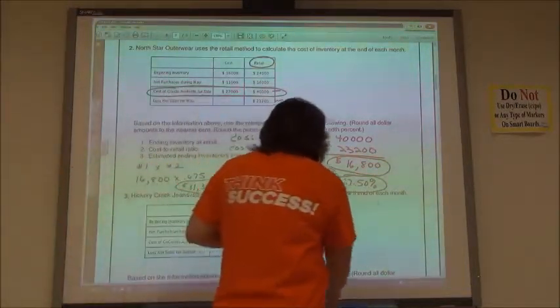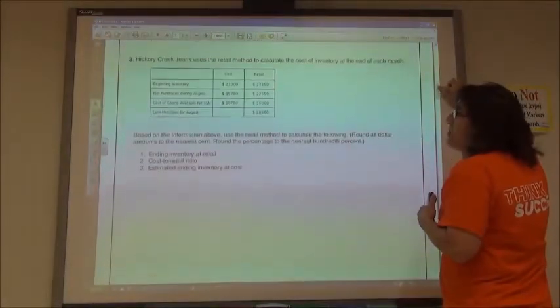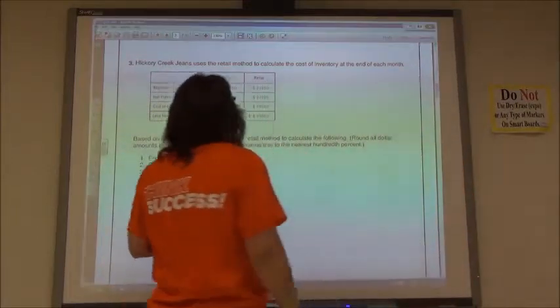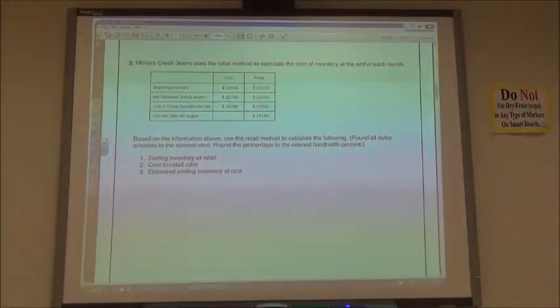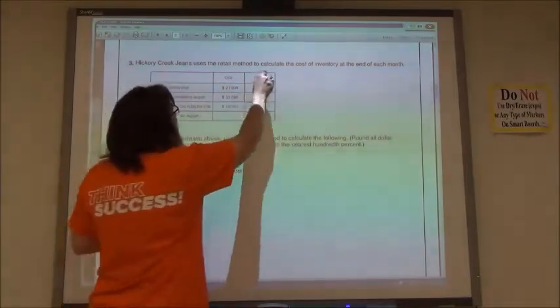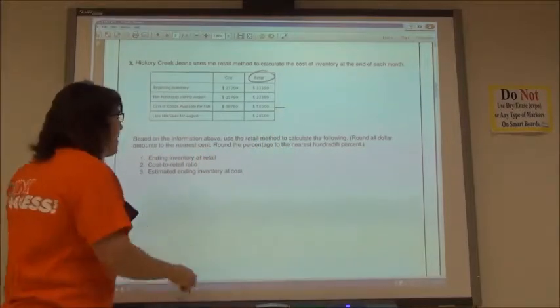And then number 3, same kind of thing. If I move it to number 3 so we can see it a little better. Hickory Creek Jeans uses the retail method to calculate the cost of inventory at the end of each month. Based on the information above, use the retail method to calculate the following. And so the end inventory at retail, so at retail we're going to take our cost minus our net sales.